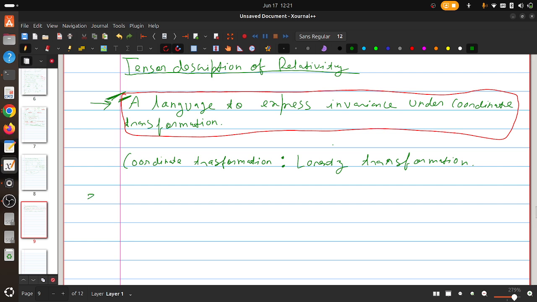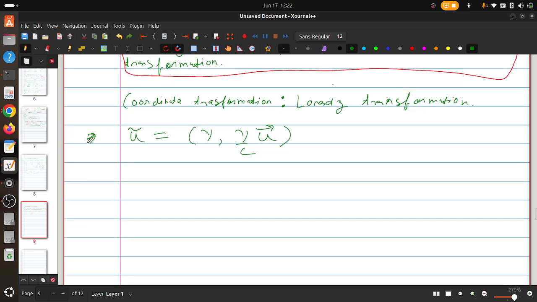Okay, let's see. We have introduced the velocity 4-vector, if you remember, u tilde from the old videos, where u tilde was gamma, gamma u by c, with u the vector. So u tilde is the 4-vector here, and this u with the arrow on the head is the ordinary 3-vector of the velocity of the particle.